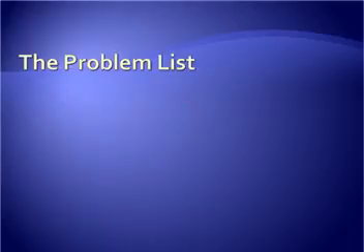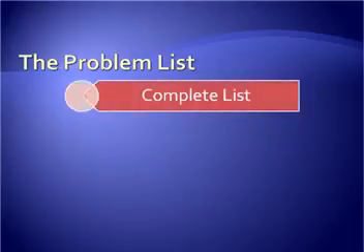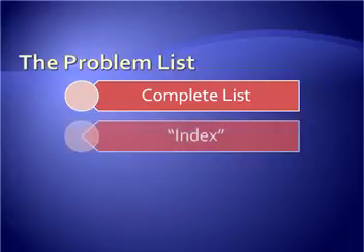The problem list. Each medical record should contain a complete list of all the patient's problems, including clearly established diagnoses and all other unexplained findings that are not yet clearly attributable to a specific diagnosis. The problem list forms an index of everything that is wrong with the patient.